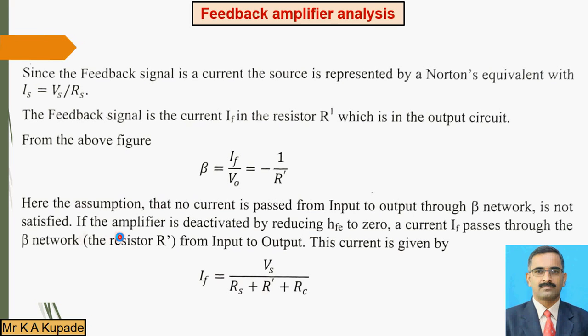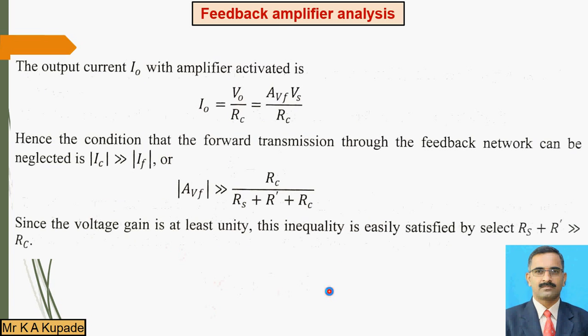If the amplifier is deactivated by reducing hFE to 0, a current IF passes through the beta network, the resistance R dash, from the input to output. This current is given by IF is equal to VS upon RS plus R dash plus RC. The output current I naught with the amplifier activated is I naught is equal to V naught upon RC. So AVF into VS divided by RS is nothing but the I naught relation.